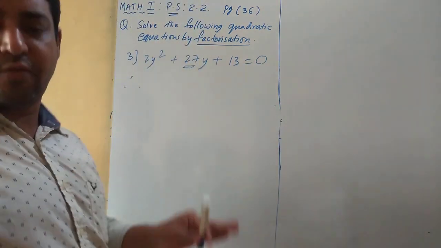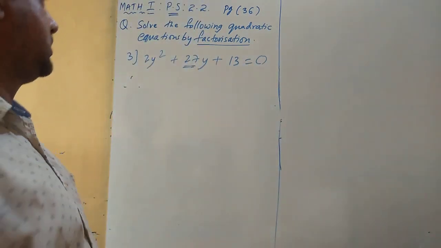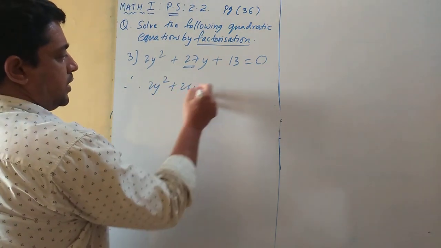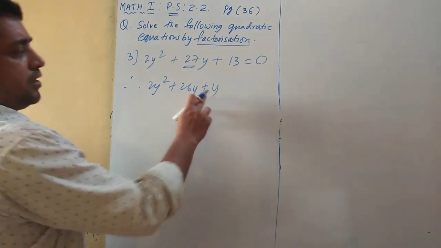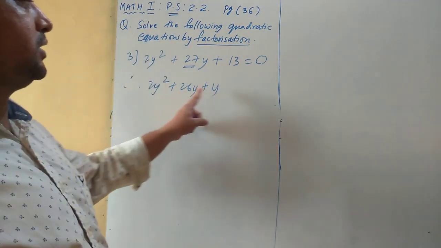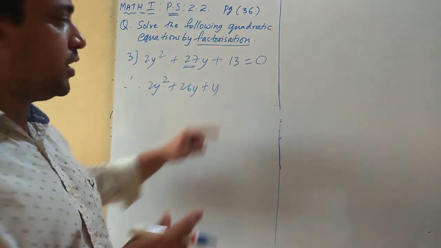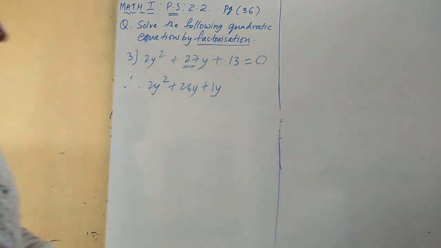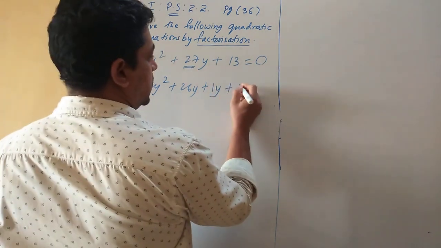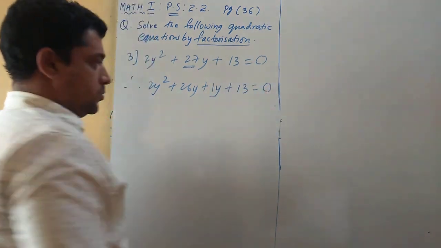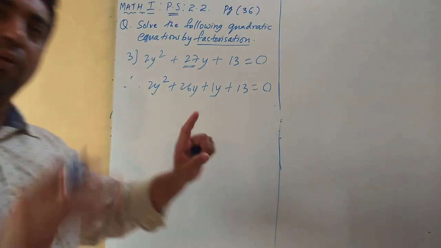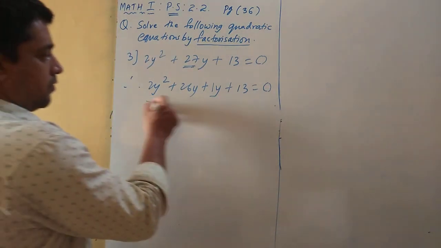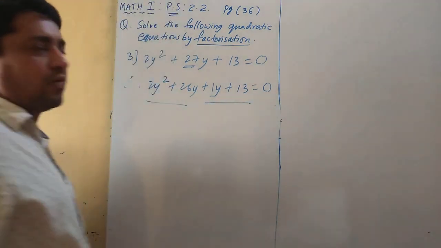Let's proceed. Everything will be the same. So let's start: 2y square plus 26y plus y, 1y. If you want to write 1, there is no problem, you can write 1 also, that doesn't matter. Plus 13 is equal to 0. If you write y, that will be fine. Now we'll make pairs and try to find the common factor.